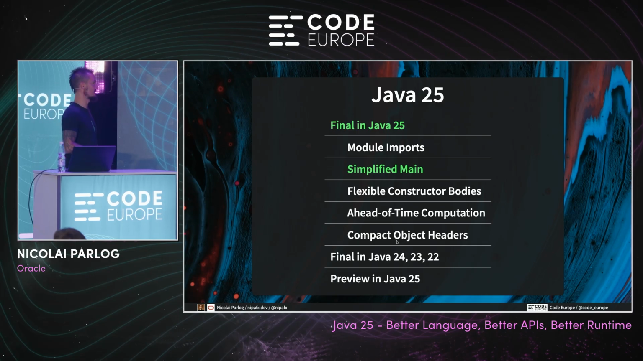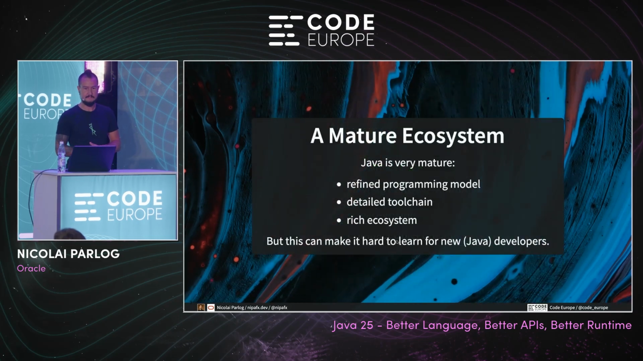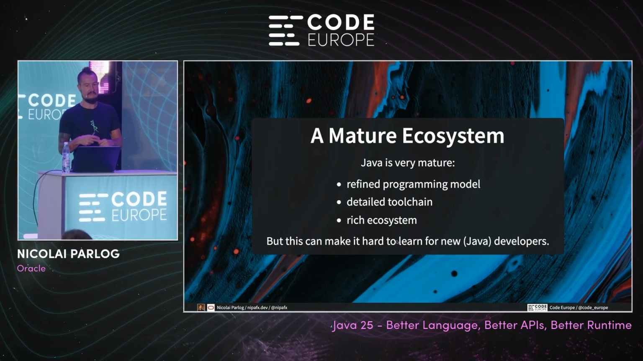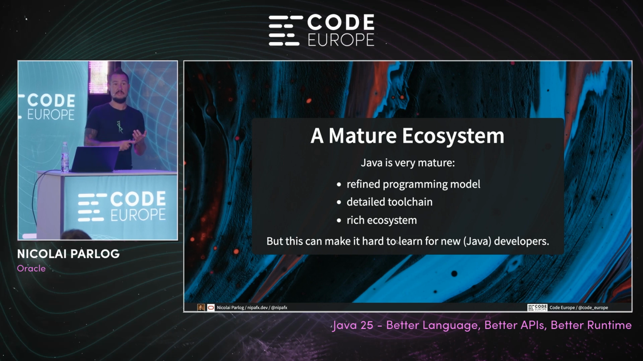change gears to something else. The simplified main method. And this is, yes, it's a feature, but it's also part of a larger feature arc that I want to discuss here. And that is about Java's overall state as an ecosystem, as a community. So Java is very mature. It has been here for 30 years this year.